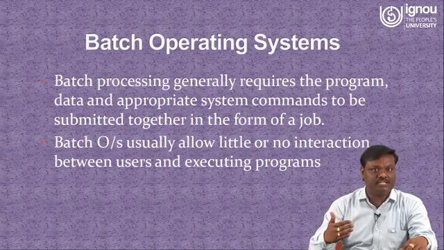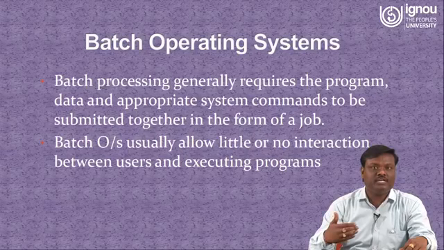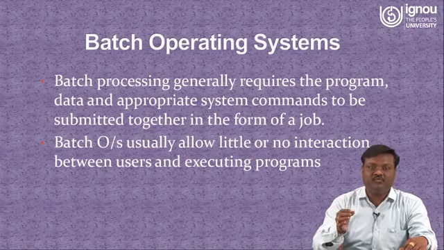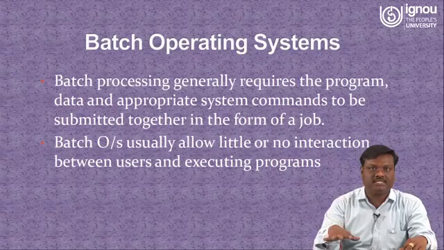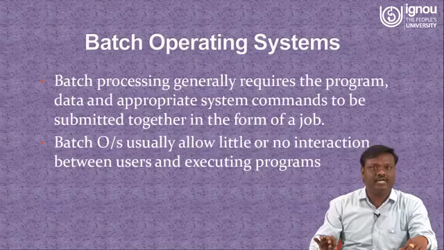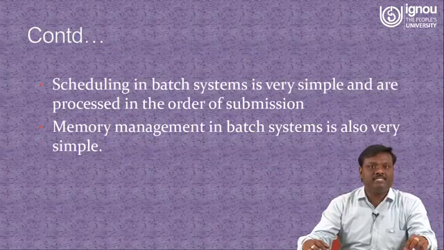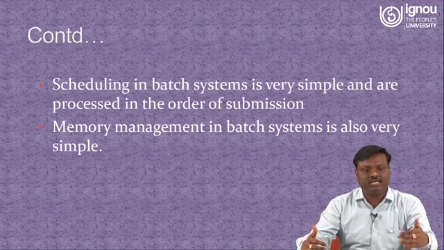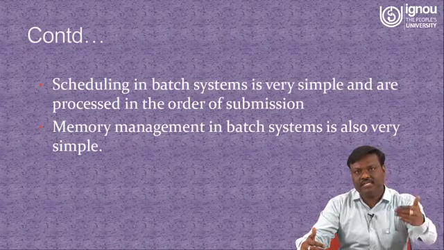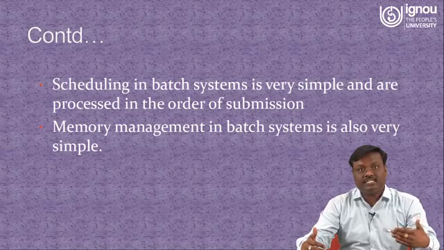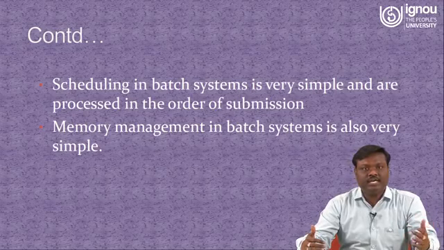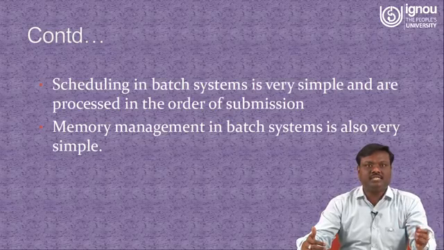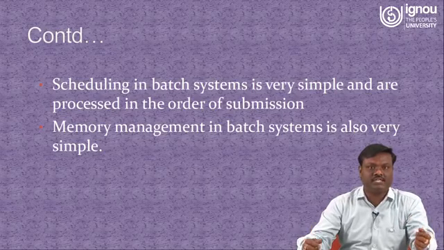Batch operating systems usually allow little or no interaction between the users and the executing programs. Here the interaction is very minimal from the user side or the program side. Once the basic commands for the whole set of records are fed in, it automatically carries on for the whole batch. Scheduling in batch systems is very simple, and jobs are processed in the order of submission. Whatever order we place the batch jobs in, it will execute in that order and give the required output. Memory management in batch systems is also very simple.